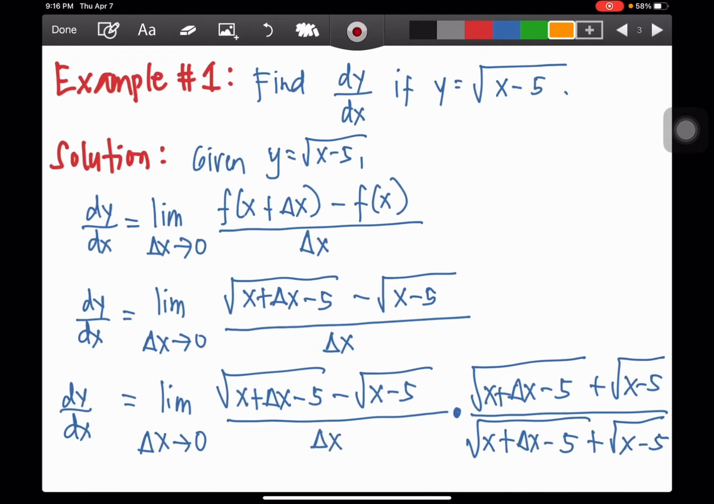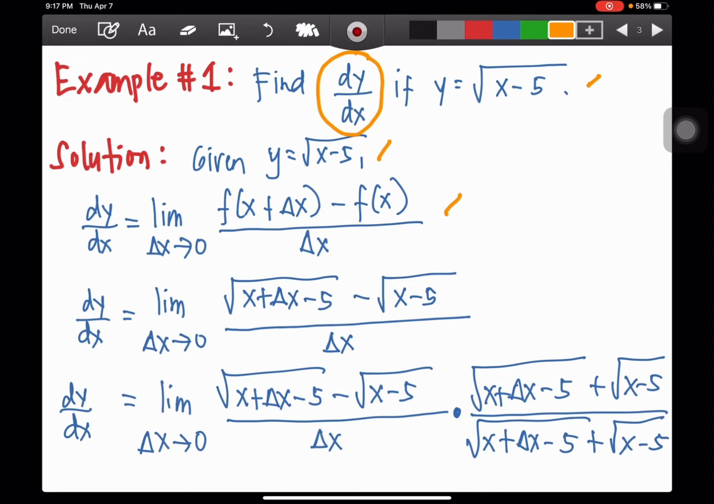Example number 1. Find dy/dx if y is equal to the square root of x minus 5. So dy/dx, okay, it's not pronounced as dy over dx. So in the solution, again, we are given y equals the square root of x minus 5. So dy/dx is equal to the limit of, from the formula, f of x plus delta x minus f of x all over delta x as delta x approaches 0.